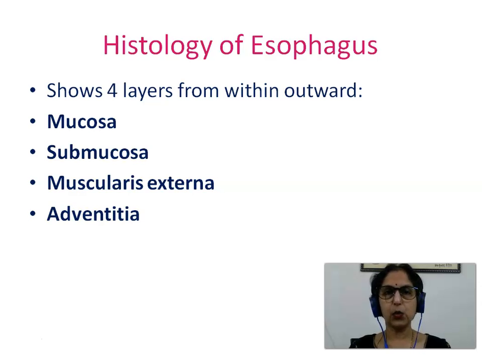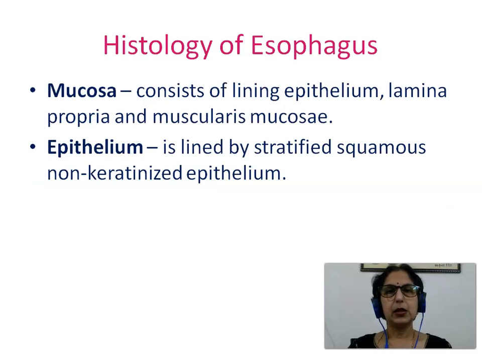These 4 are the general characteristics of any of the gastrointestinal tract histology. So before we move on to study the histology of esophagus, it is advisable to have seen my video on the general structure of the gastrointestinal tract, because there we have described all these 4 layers in detail. So now we move on to study the histology of esophagus.